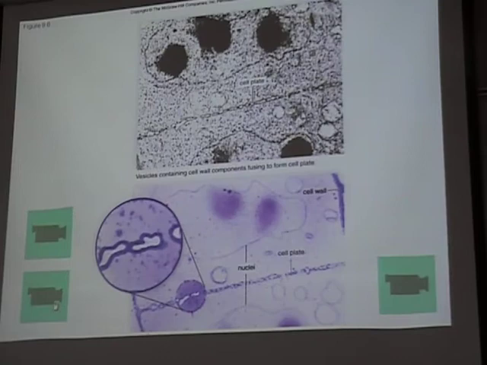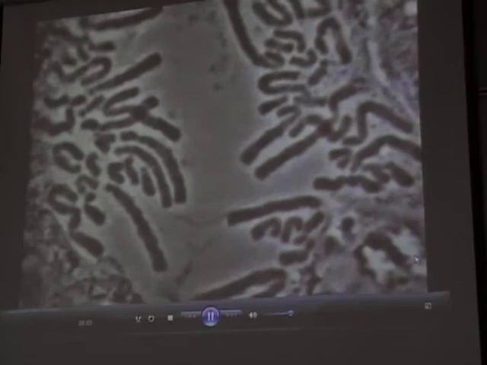The new cell wall can be seen forming as many vesicles fuse along the center of the cell.